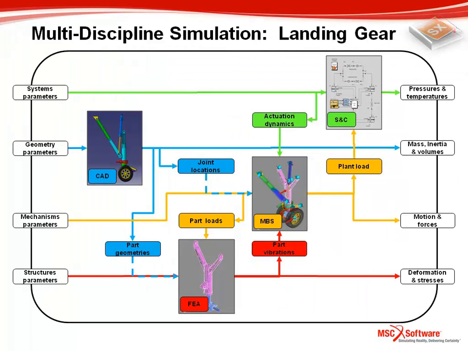Here I'm showing this in a more specific scenario with a landing gear example, where my system parameters are captured in the systems and controls workspace, and the output is the pressures and the temperatures. With my geometry parameters in CAD, I can quickly pass on the joint locations and parameters, mechanism parameters, and actuation dynamics that come from the systems and controls workspace into a multi-body system simulation environment that will provide me motions and forces.